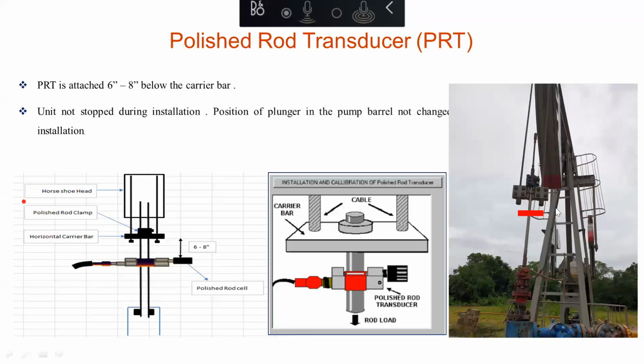This polish rod transducer will basically record the micro change in the diameter of the polish rod, because during upstroke and downstroke, your polish rod as well as your sucker rod will expand as well as contract. So that change in the diameter will be converted into load. That's how you are recording your load with your stroke length using your PRT.